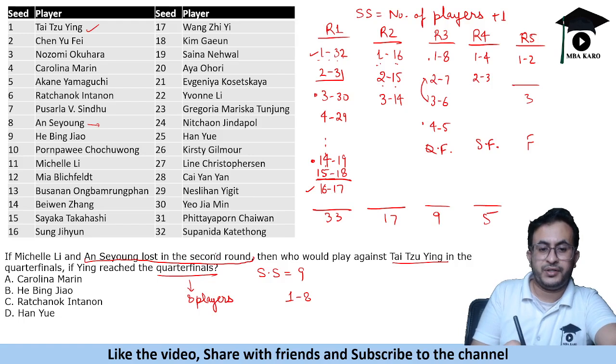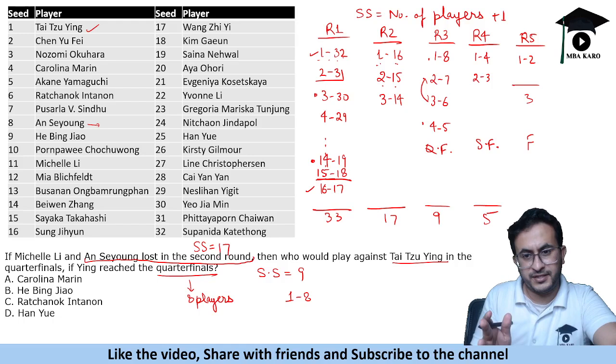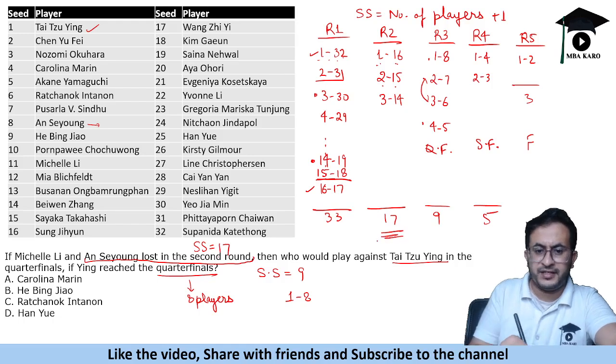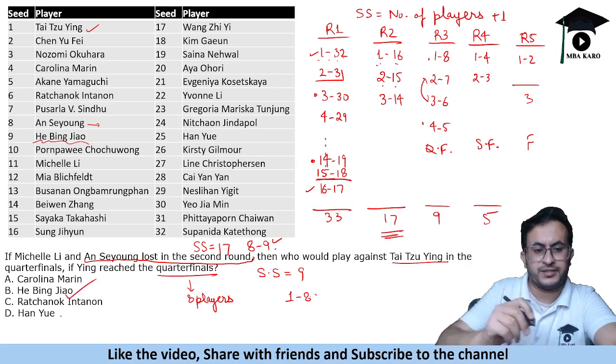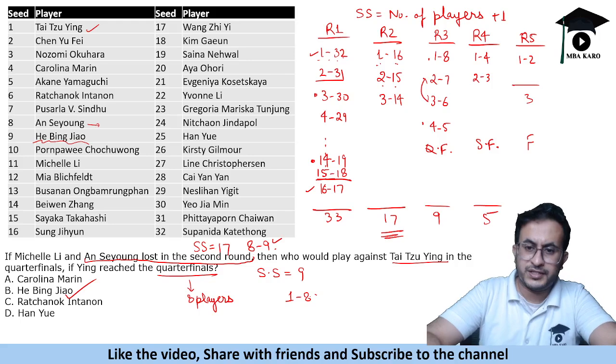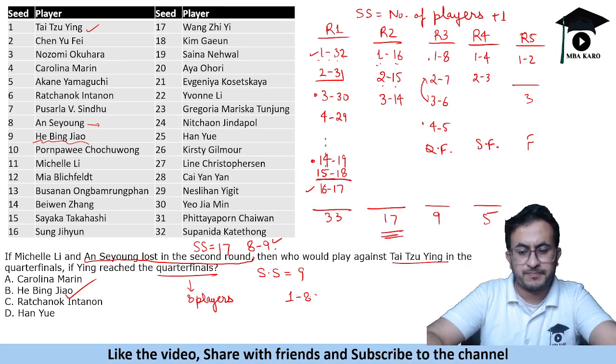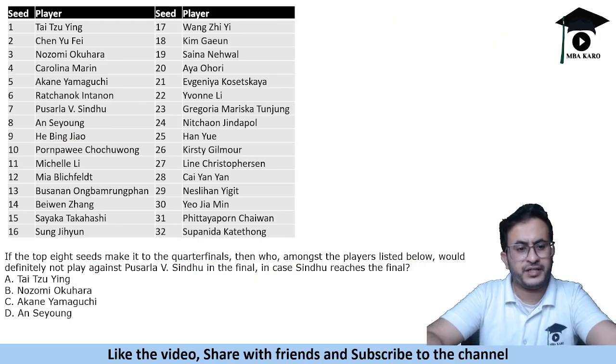Now in the second round, the seed sum will be 17, because there are 16 players. Round 1 has 32, round 2 has 16 players. Seed sum 17 means it will be 8 versus 9. And who beats 8? 9 beats 8. So it will be player number 9, who is He Bing Jiao. So the answer is He Bing Jiao. That's how we attempt these questions. Let's move on to the next question.